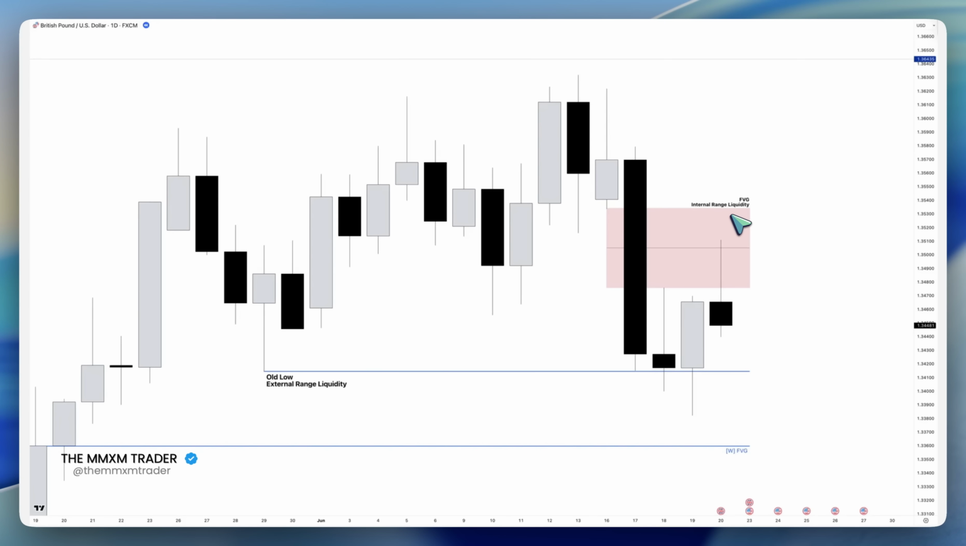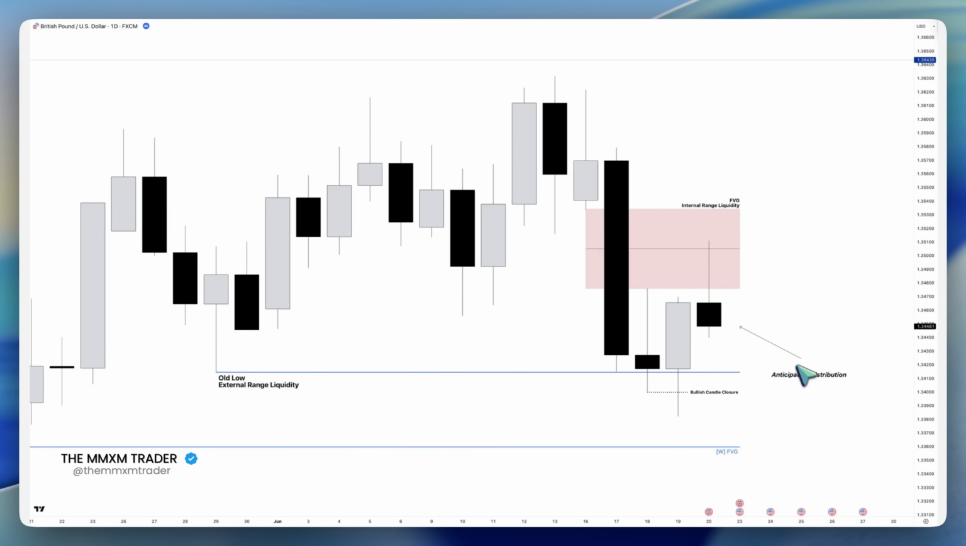Very, very simple and basic way to derive a bias for one day's candle, right? You've got the weekly fair value gap. The market is trading higher. You then take out external range liquidity and you look for internal, right? This is how easy bias can be, okay? Don't overcomplicate it. Okay, so we're anticipating distribution here.